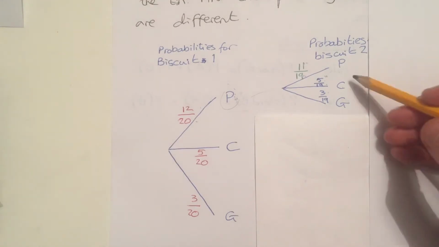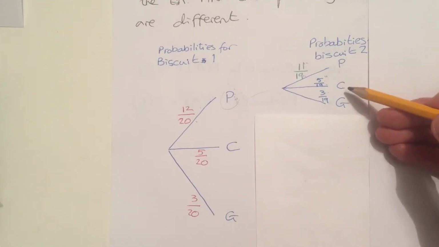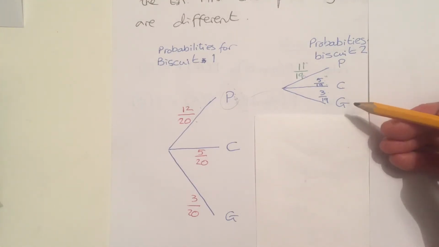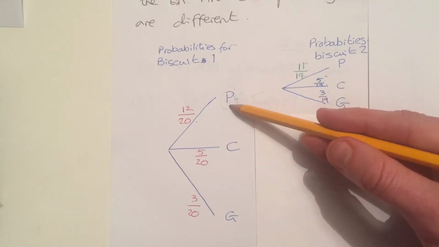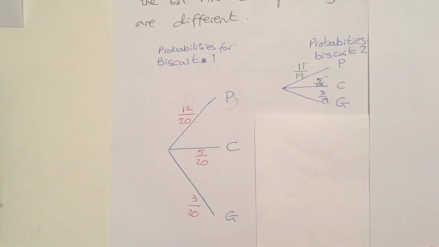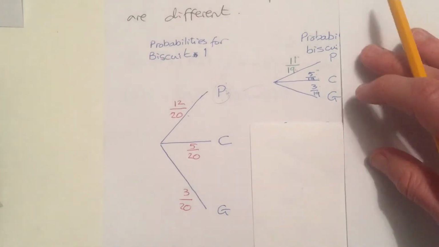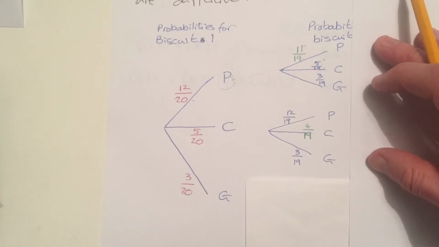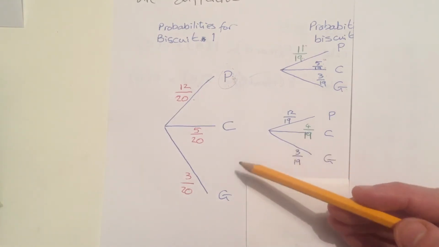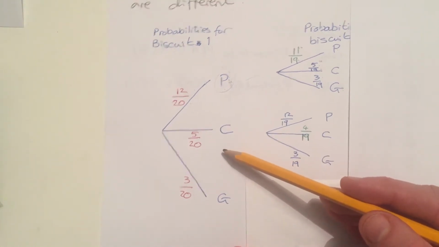So these are the probabilities of getting a plain, a chocolate or a ginger if we took a plain out the first time. Now we'll move to working out the probability of each of those events if instead we had taken a chocolate out the first time.